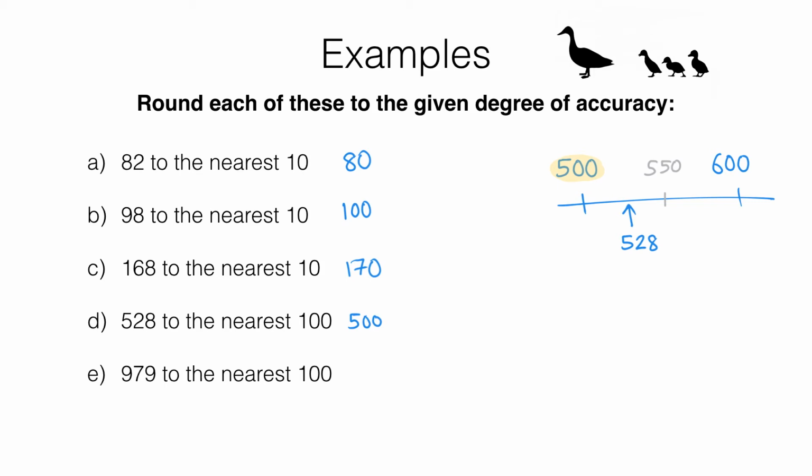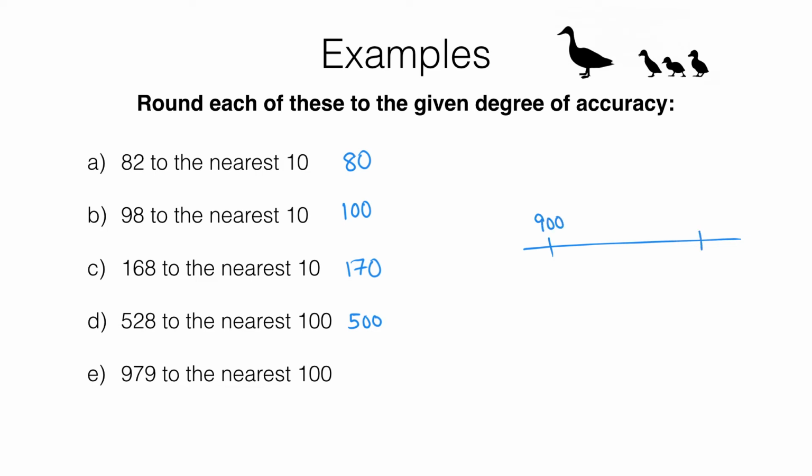Pause the video and have a go at question E for yourself. Here's what you should have found. You should have spotted that 979 is between 900 and 1000, and halfway between those is 950, and 979 is in between 950 and 1000. So that means it's closer to 1000 than to 900. So we're going to round 979 to 1000 to the nearest 100.